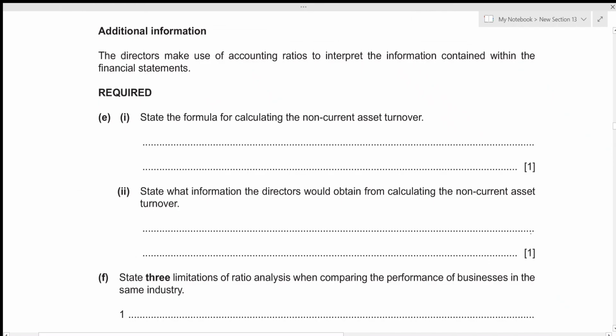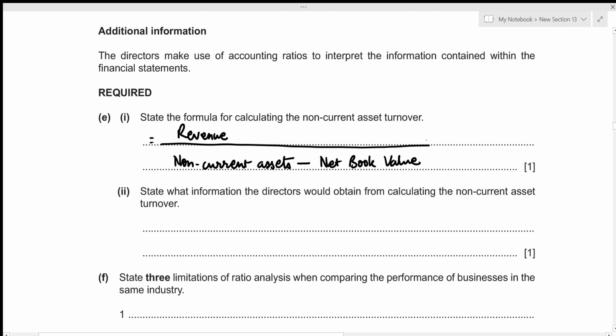We're given additional information. The directors make use of accounting ratios to interpret the information contained within the financial statements. Now, for the first part, we need to state the formula for calculating the non-current asset turnover. So the formula is just the revenue amount divided by the non-current assets. And for this particular value, we record it at the net book value. So the formula is revenue divided by non-current assets value, which we record at the net book value.